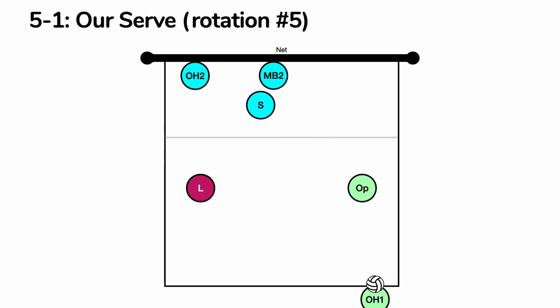Okay, so if we get the ball back, we're in rotation 5 now. Outside hitter 1 is in the back row. We still have a front row setter. The setter is going to cross behind the middle blocker to get over to the right side to block. Otherwise, everybody else in the front row is going to stay where they are.